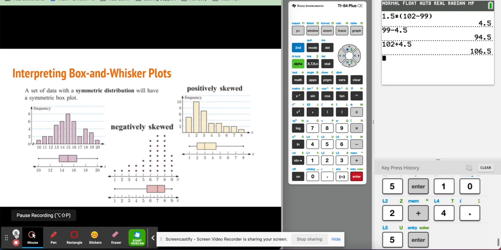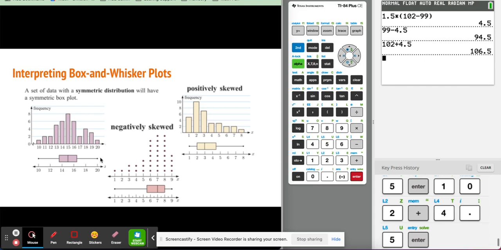Now that we know a little bit about our box and whisker plot and how it's created, we're going to talk about how, when you're looking at a box and whisker plot, you can tell if it's skewed. What does skewed mean? It means it's leaning towards one side or the other. So the first image you have on the left is a box and whisker plot which is very symmetrical.